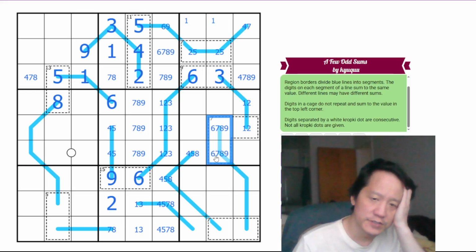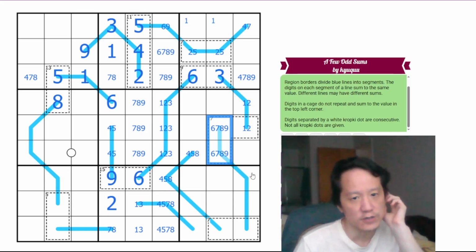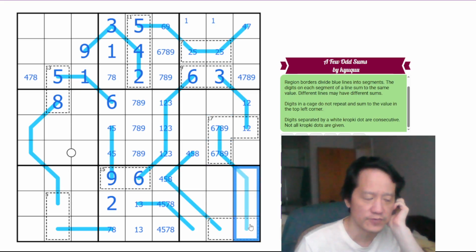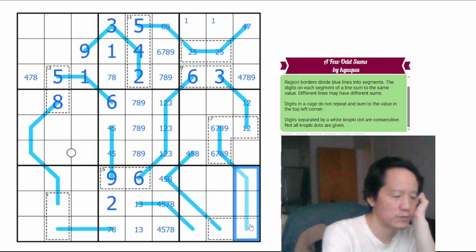Oh, this is interesting. This adds up to 15 or 16 here, which means these digits add up to 15 or 16. You can't have a 1 or 2 there.